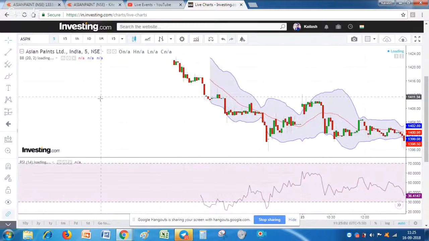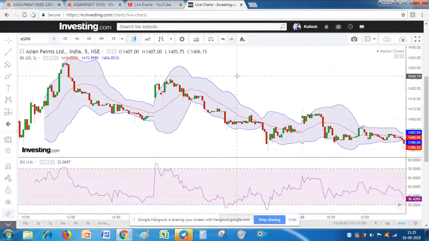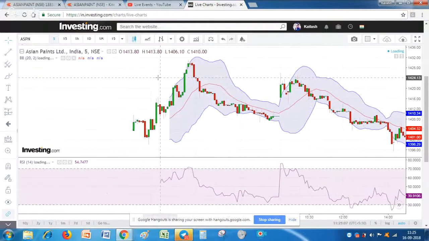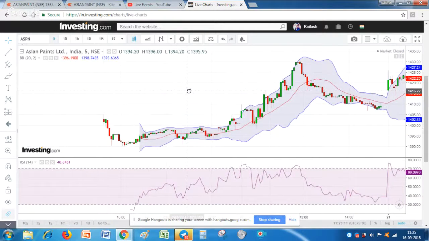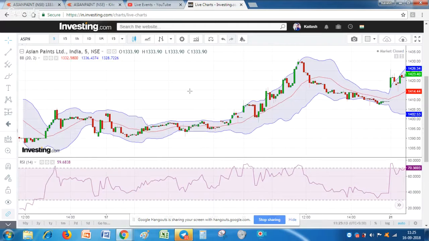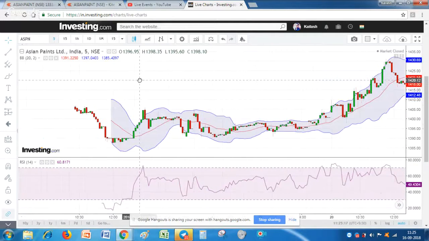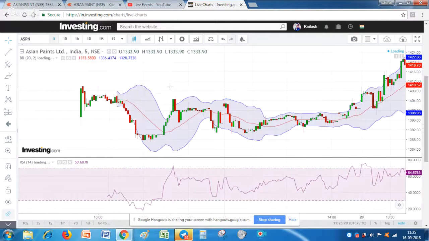So this is a very reliable indicator, friends, and this 20 period simple moving average is also a very important and very popular moving average used for trading in the stock market and even in the forex market also.